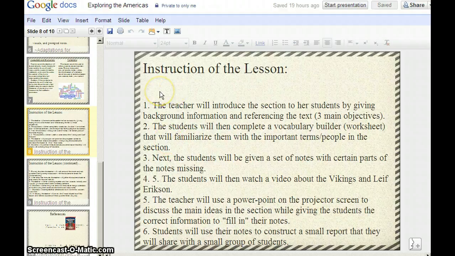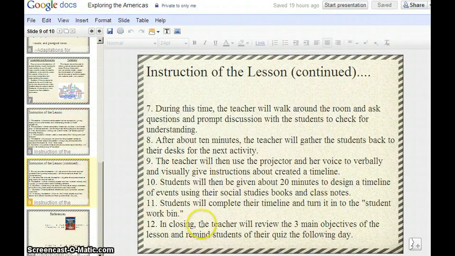The 8th slide is the actual instruction of my lesson. I'm not going to read every single step, but as you will see, I've numbered it on the left hand side, and I began from the very beginning when I introduced this section all the way to the next slide where it shows my closing of the lesson.